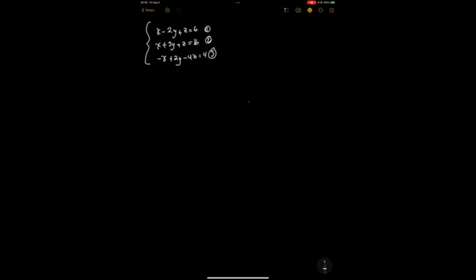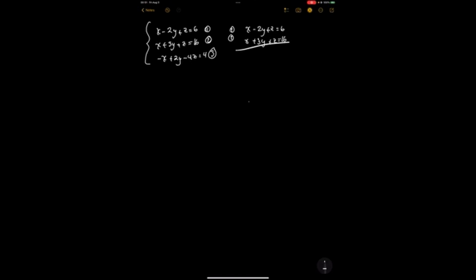With the addition method, we're going to take 2 of the equations and use them together to form a third equation. So let's say we take number 1 and number 2: x minus 2y plus z equals 6 and x plus 3y plus z equals 16. It's very easy to remove the x, so I'm just going to subtract them.